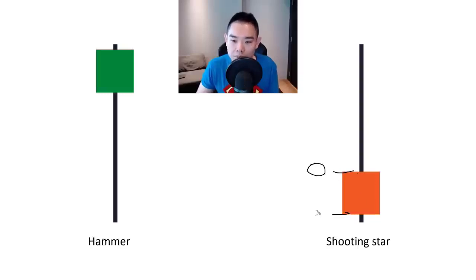This is the closing price. So one thing to note is that a hammer and a shooting star, the opening price and the closing price are opposite. For the hammer, the opening price is here, the closing price is here. You can see that the close is above the open, whereas for a shooting star, the close is below the open. So this is just basic candlestick knowledge. And as usual, this is the high of the day, and this is the low of the day.